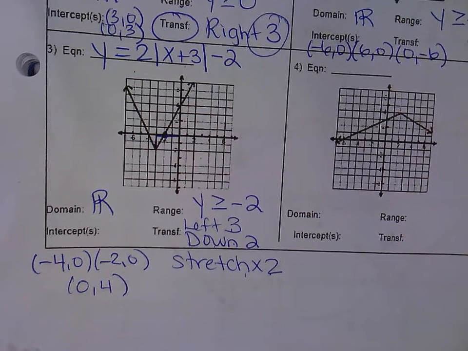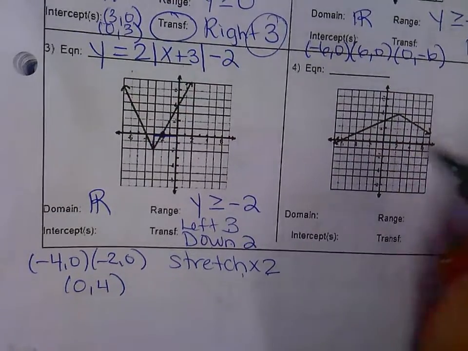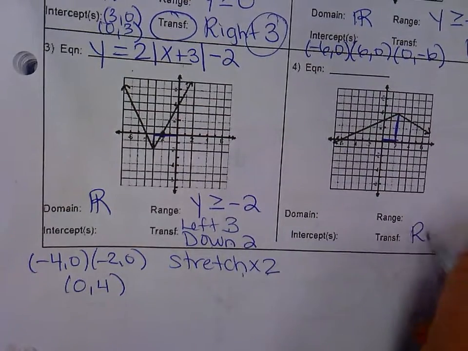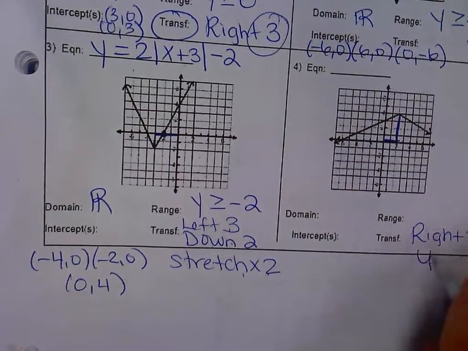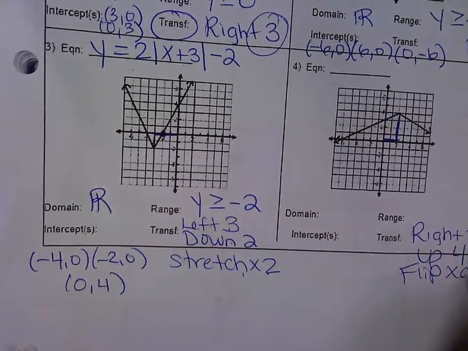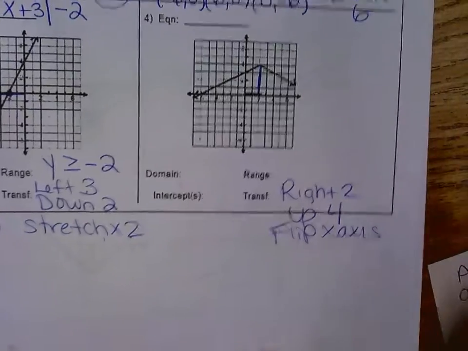All right, so let's see, that last one, oh my goodness, it has all 4 transformations on one graph. Right 2, up 4. It's a flip over the x-axis. So that's going to be a negative sign in front.